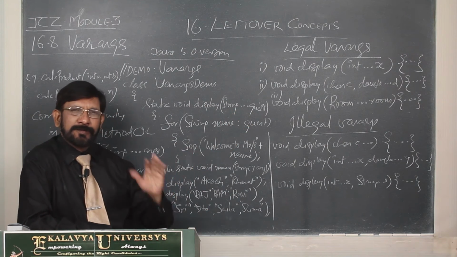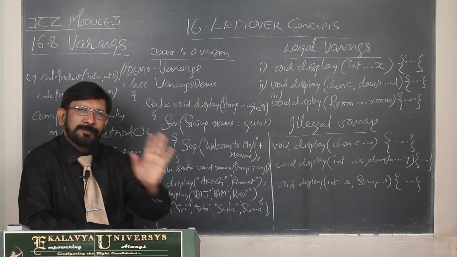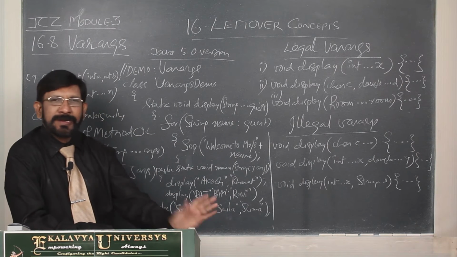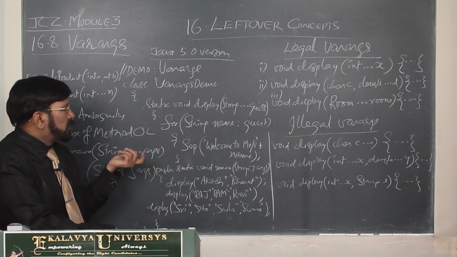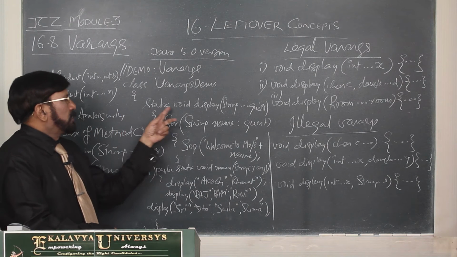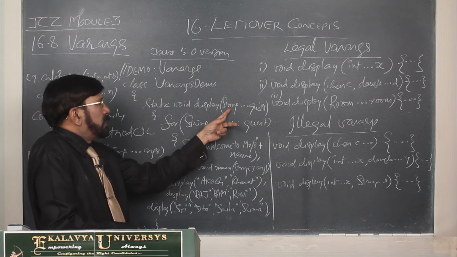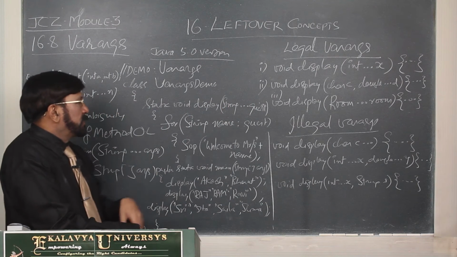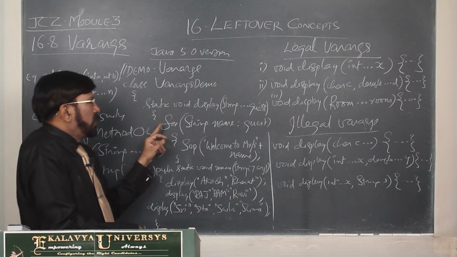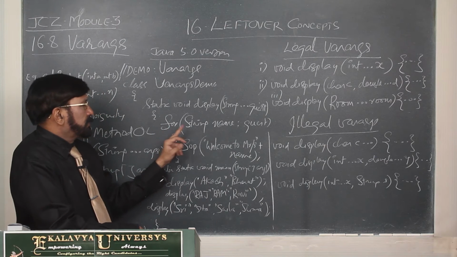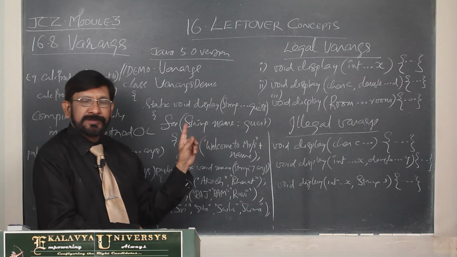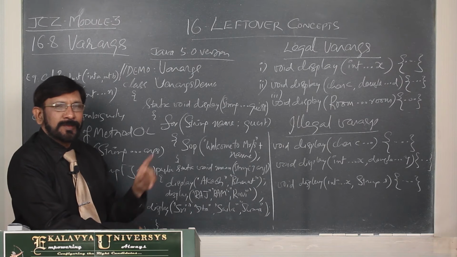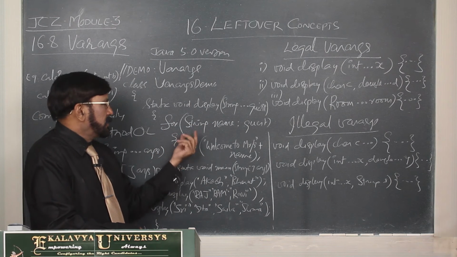So, it is meant for 0 to n number of guests. We need not specify, we need not know beforehand. Now, you see void display(String... guest), Varargs I have used for string arguments. Now, the for loop I have written, String name, this is a for-each loop. The for-each loop I have written, it is more smart.